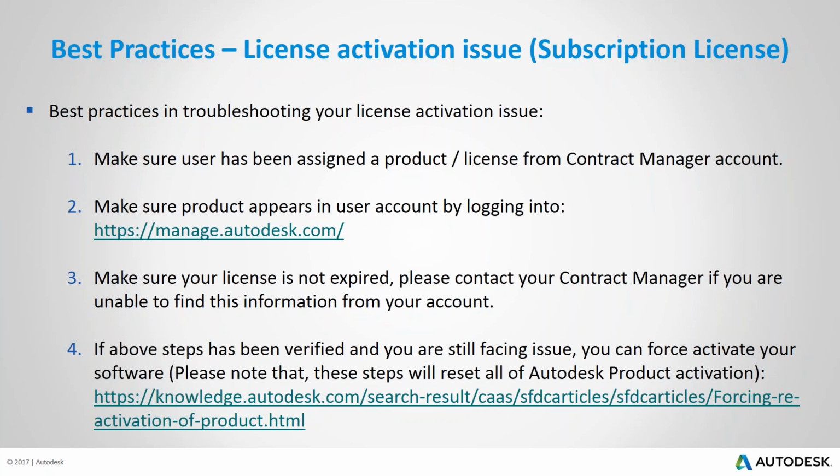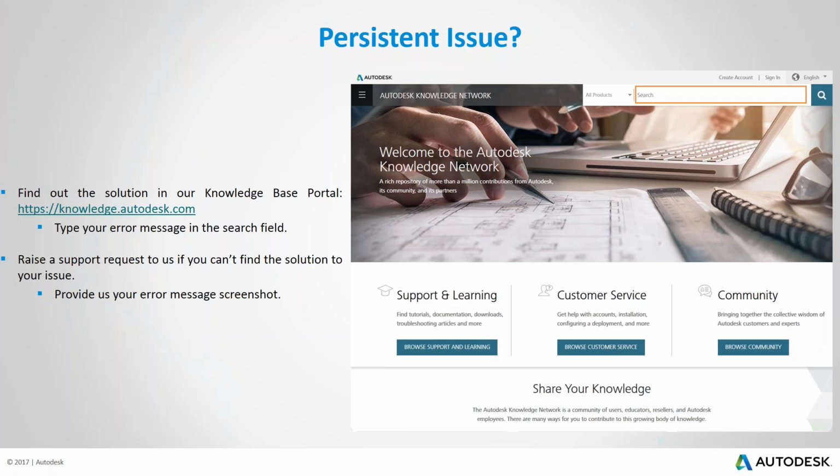Then lastly, you can always go to our AKN, knowledge.autodesk.com. If you see any issue, you can always refer to that. And there is tons of information that you can get from this portal. It can range from download, install, activations, any license issue, or even some of the product feature-wise topics. And don't forget, if you can't find the answer or it doesn't help you at all, you can always raise a support request to us, and we are always here to help you as much as we can.